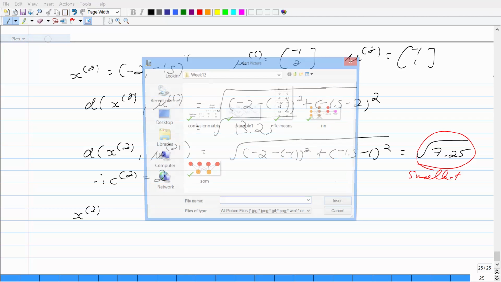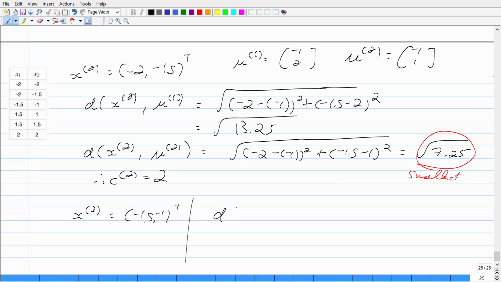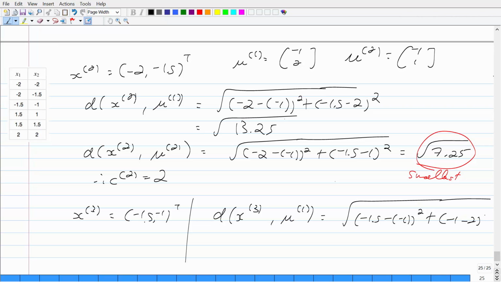The third one, I'm going to put that picture in again because I'm tired of scrolling back and forth. So we have this guy. Example 3 is -1.5 and -1, transpose. It's a column vector, I just want to write that out. We want to find the distance between the third example and the first centroid. So we have -1.5 minus -1 squared, plus -1 subtract 2 squared. When you calculate this number, it is equal to square root 9.25.